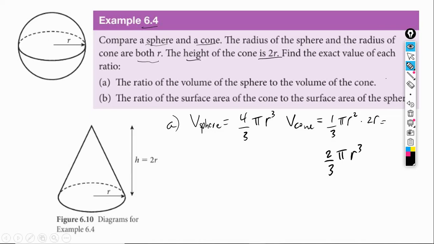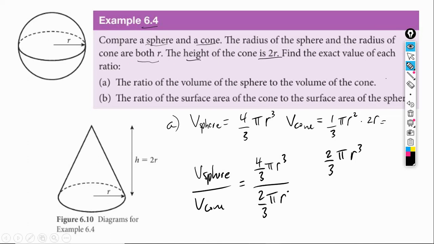So since they want us to find the ratio of the volume of the sphere to the volume of the cone, then what we have to do is divide. So 4/3 pi r cubed divided by 2/3 pi r cubed, and this obviously will give us 2. So that means that the ratio of the volume of the sphere to the volume of the cone is 2 to 1. Okay, so I'm going to erase this, and we're going to do part B.